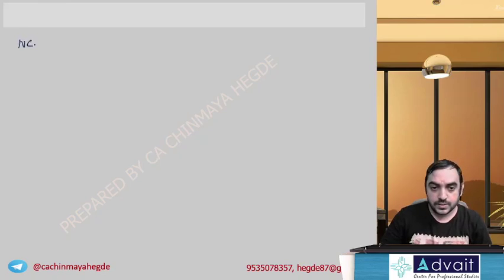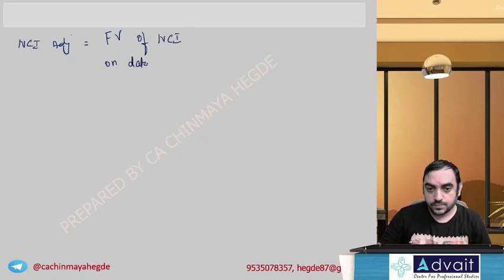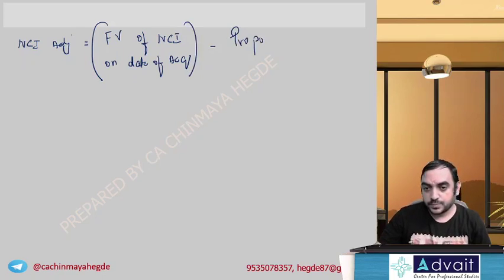NCI adjustment equals the difference between fair value of NCI on date of acquisition minus proportionate NCI on the date of acquisition. Proportionate NCI on the date of acquisition.